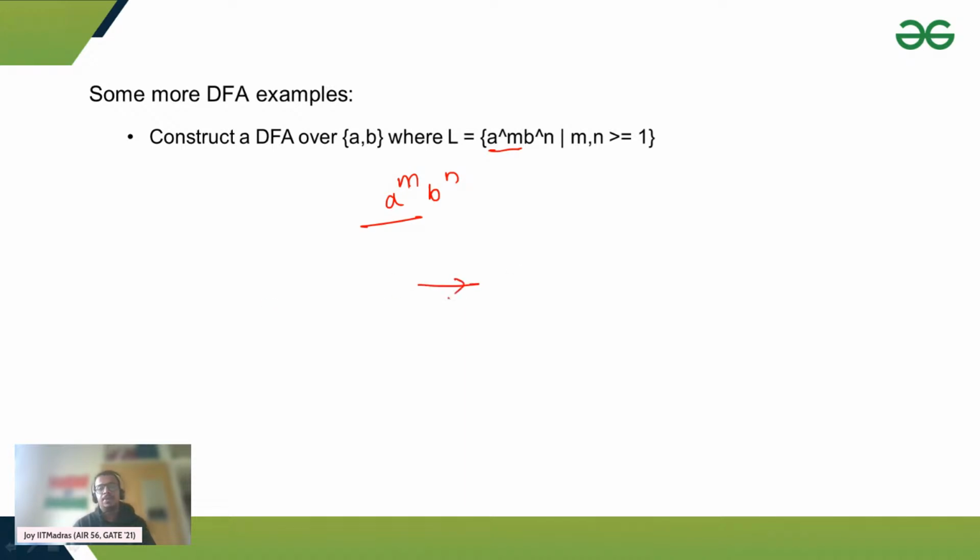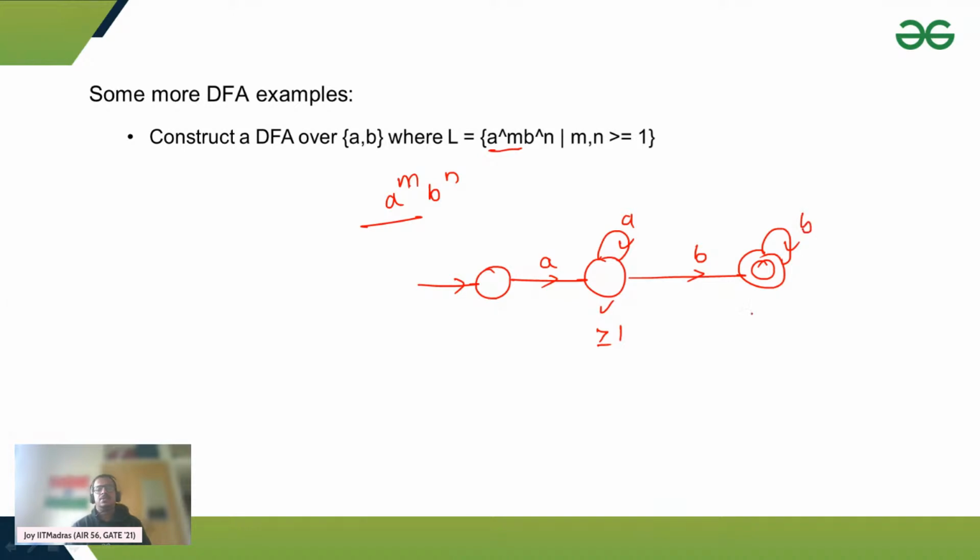Suppose there can be zero, there can be one A. After that, there can be multiple A's. Okay. It means at this position, we can tell that we have got one or more than one A. And from here, we can get another B, or we can get multiple B's. Okay. Right. So this is our DFA.